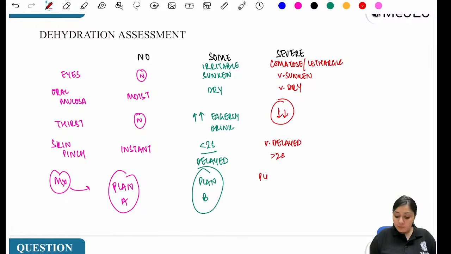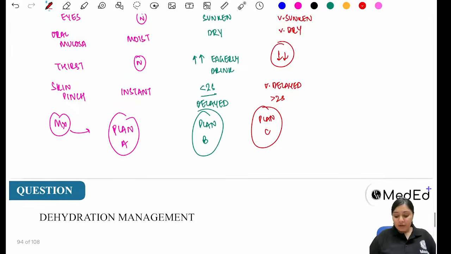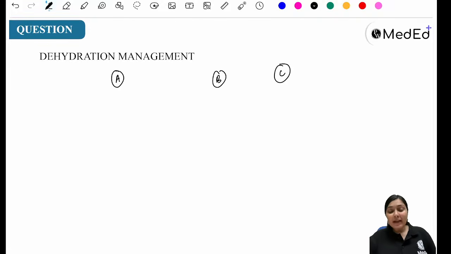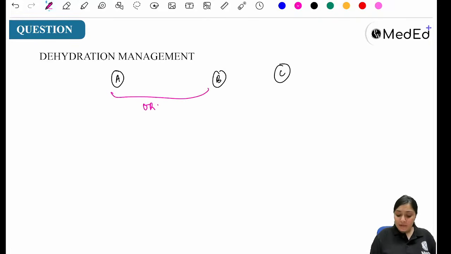Here I am going to give plan C. Now one by one, let's understand these plan A, B and C. So we have plan A, plan B, plan C. One thing I know, in plan A, the child has no dehydration, the child can normally drink water. In plan B also, the child has some degree of dehydration, but the child can again drink water. So in A and B both, I am going to give just ORS. Just the amount of ORS would be different.